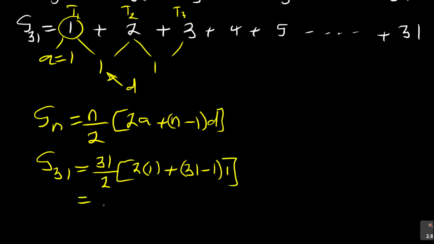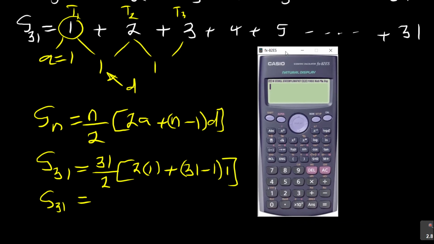Then this is equal to 31 over 2. Actually, I don't advise working it from here. I advise you get a calculator and straight away do that. Don't try to simplify, because most of you make errors at this stage.